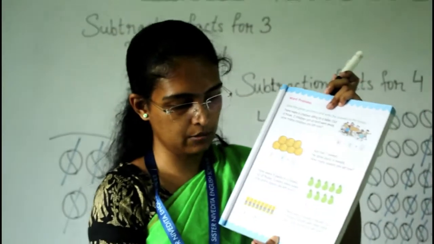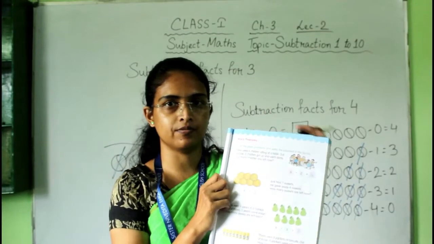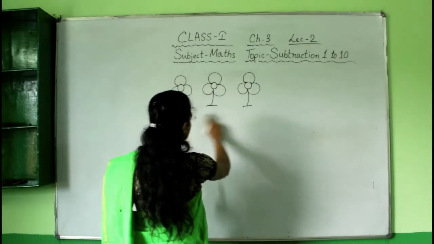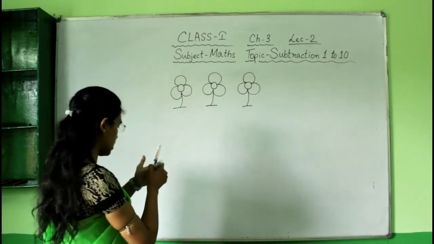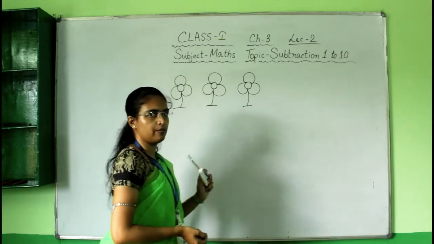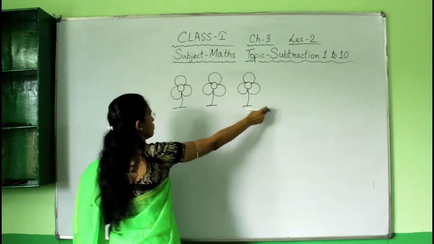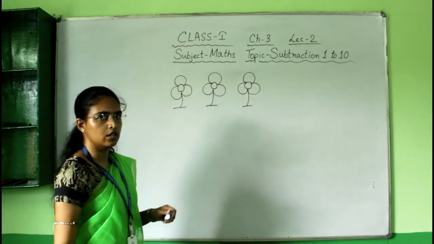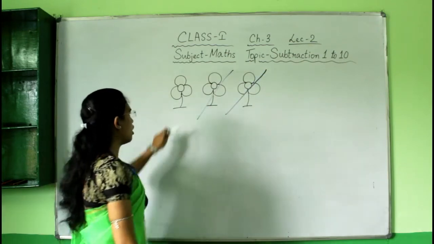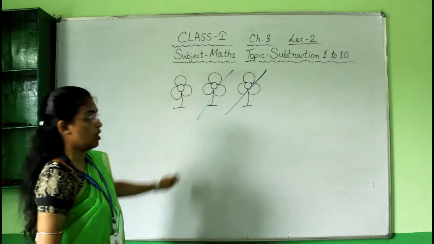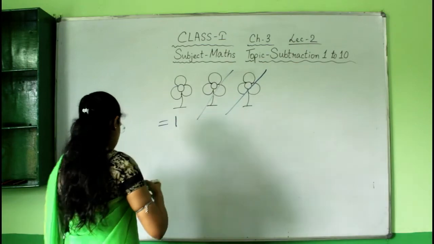Now turn the page. Come to the next page. Page number 31. Now we will do word problems. Suppose I have 3 flowers. Okay? And my sister has taken 2 flowers from me. So I have 3 flowers and I have given 2 flowers to my sister. So let's cut 1, 2. So how many flowers do I have now? Only 1. Right? Only 1 flower I have. Like this.